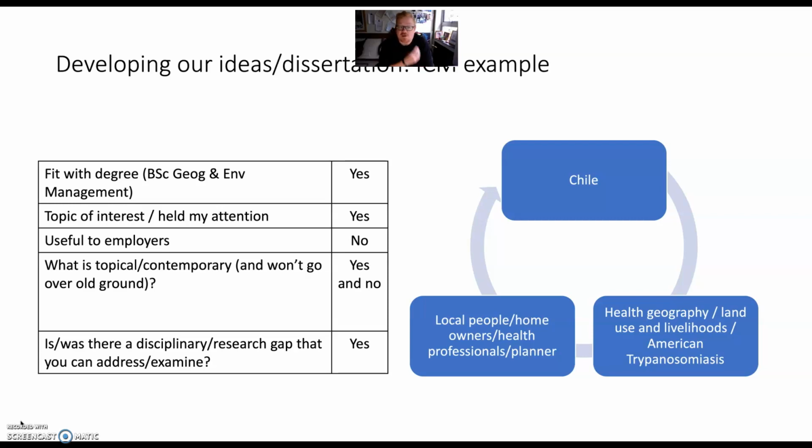Was it topical or contemporary? It was in South America, it was in part of the health geography literature, but not that much to the broader environmental management degree, which is what I was more aligned with, the sustainability ideas. So it was useful, but it didn't necessarily add that much to what I was already doing. And was there a disciplinary gap? Yes, because not many people had actually looked at this particular disease vector in that location.